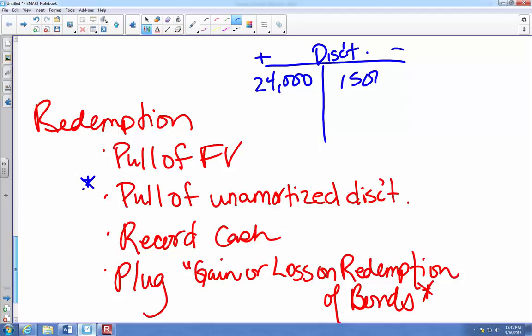So what's my balance in the discount account right now? Am I pulling all of that off? No, okay, good. So now you've got all your information. Go make this journal entry. Pull off the face value of the bonds we're redeeming. Pull off the amortized discount of the bonds we're redeeming. Record your credit to cash for the amount that you're paying and plug your gain or loss on redemption of bonds.